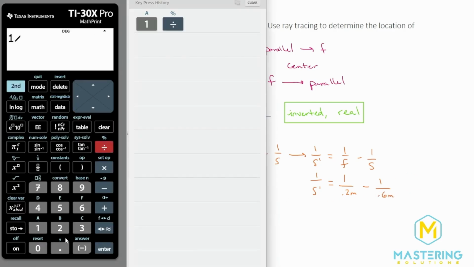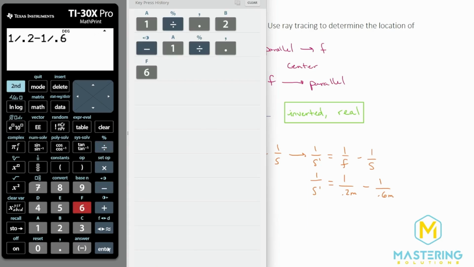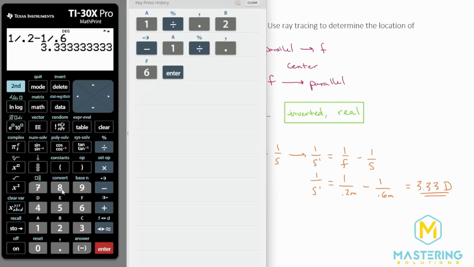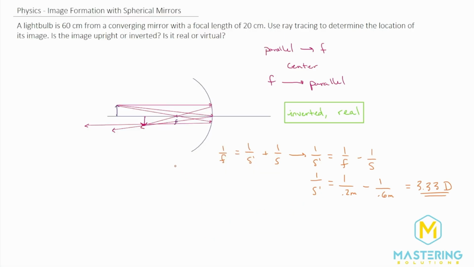Here's 1 over 0.2 minus 1 over 0.6, which gives us 3.33 diopters. So that's the power of the mirror. And then we want to take the inverse of that to give us the distance. So we have 0.3. So s prime, or the image distance, is equal to 30 centimeters for where our image is going to form.